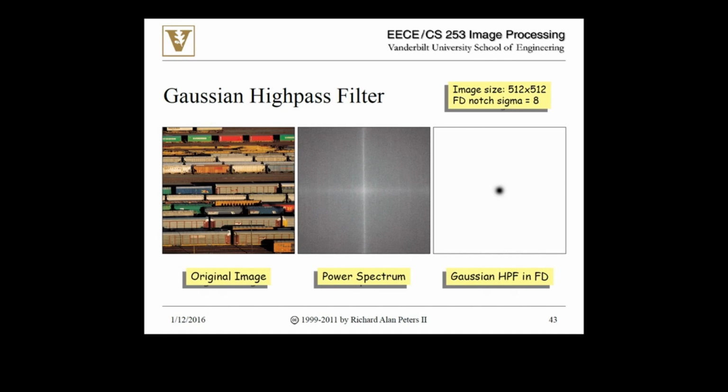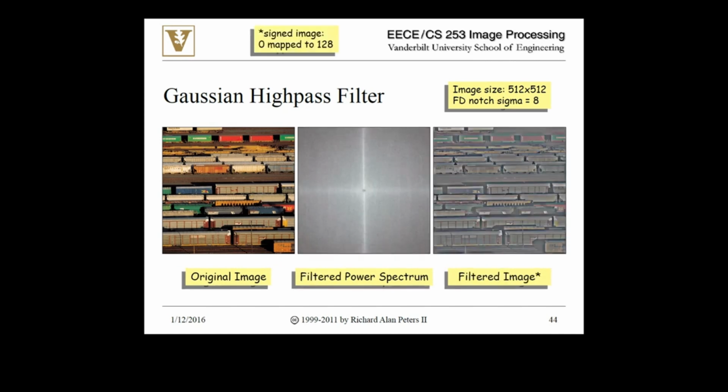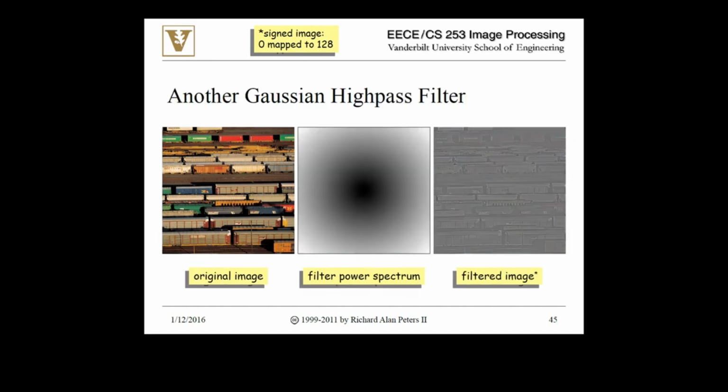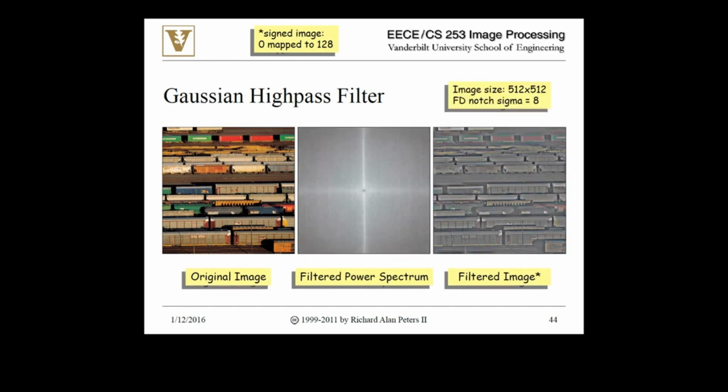So the original image, the power spectrum, and then the filter we want to apply, and this is the result. And now the Gaussian is wider, so if it is wider here, we are removing more frequencies and we should see less, and that is what's happening. So we see less of the details than here. We see many more details there because we are keeping much more energy.